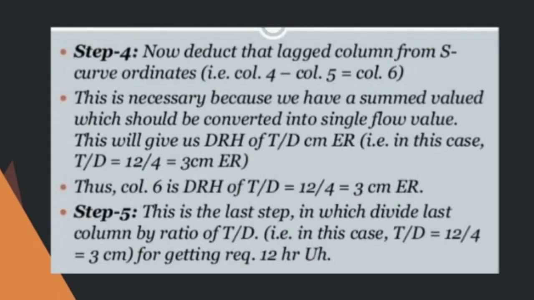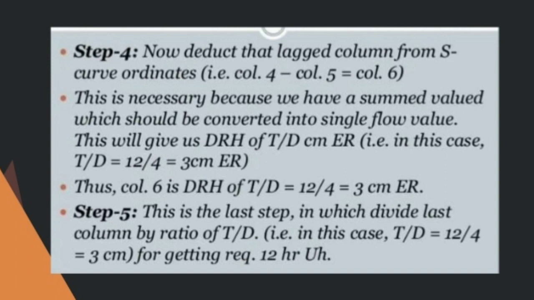Step 4. Now deduct that lagged column from the S-curve ordinates. Column 4 minus column 5 equals column 6. This is necessary because we have a sum value which should be converted into a single flow value. This will give us the DRH of T over D cm ER. In this case, T over D equals 12 over 4 equals 3 cm ER. Thus, column 6 is the DRH of T over D equals 12 over 4 equals 3 cm ER.